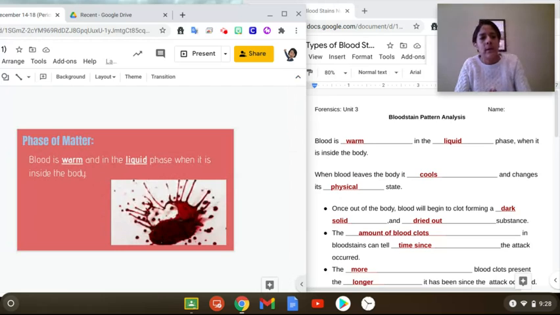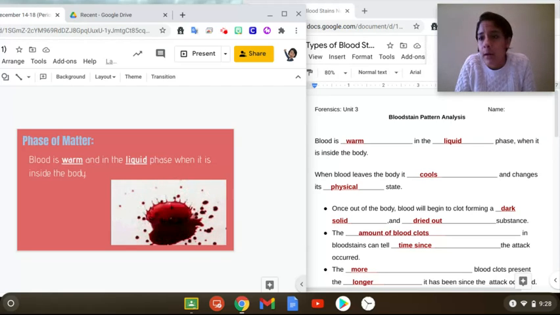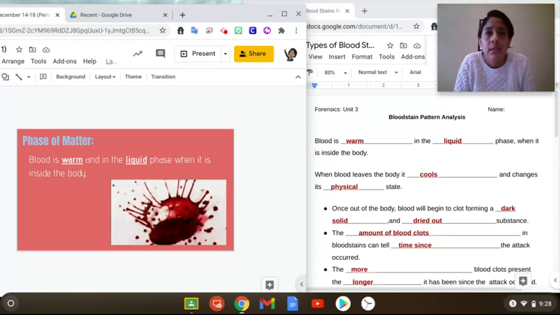And we know that the phase of matter that blood is in is it is warm. Blood is warm, and in the liquid phase when it is inside the body, right? We all have blood. We're really accustomed to knowing what blood looks like. It's liquid, it's red when it's in contact with oxygen, and it's warm, around 97.6 degrees Fahrenheit.